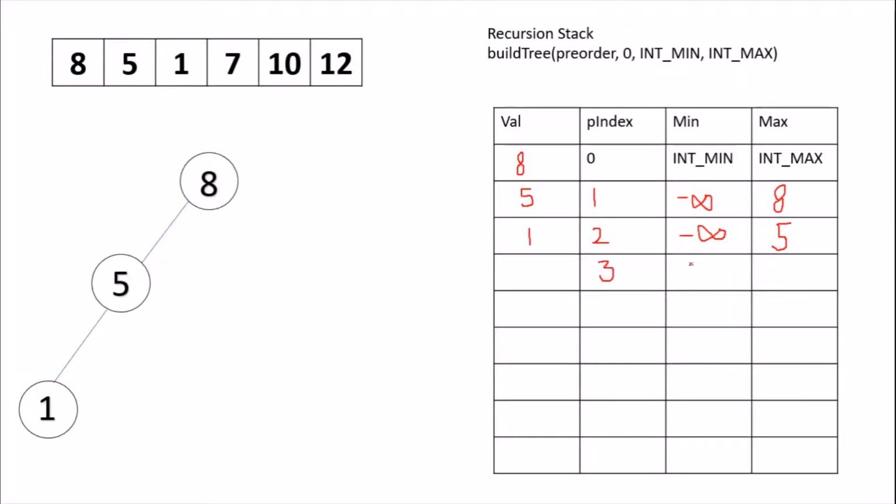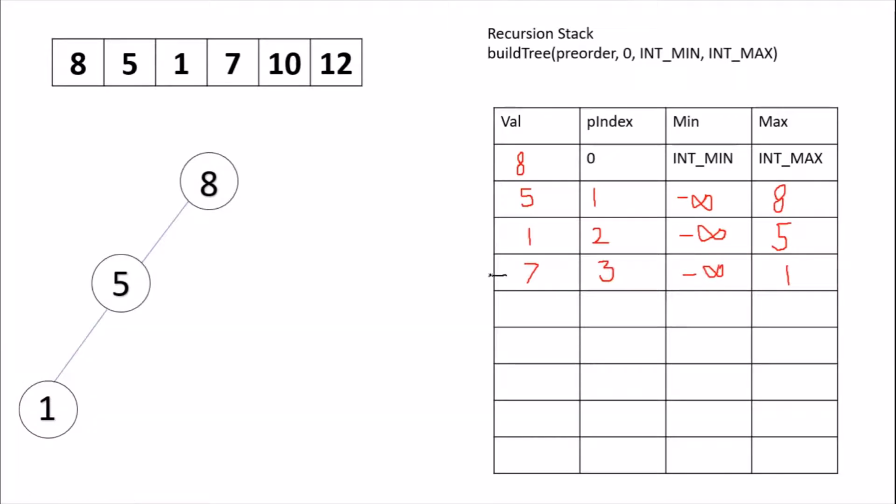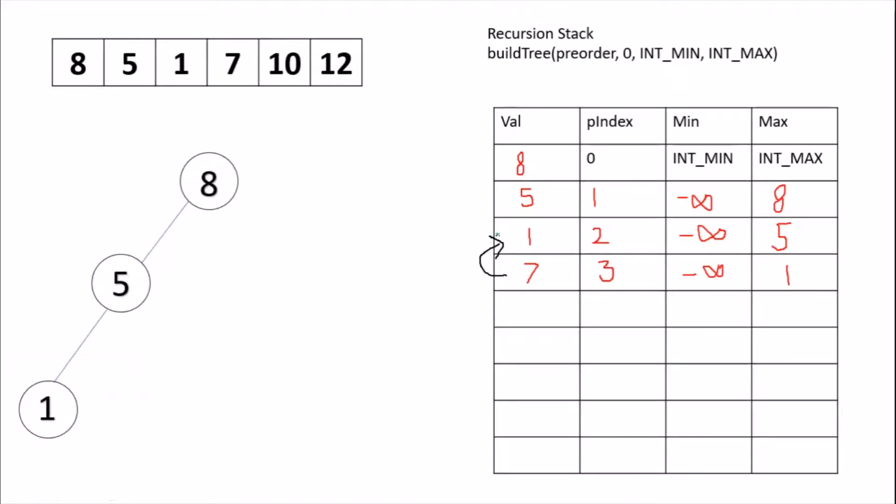And int min is -infinity and int max will be 1. The value at index 3 is 7. So we check if 7 is in this range. No, it is not in this range, so it will simply return null. Now 1 will go into recursion to its right subtree.